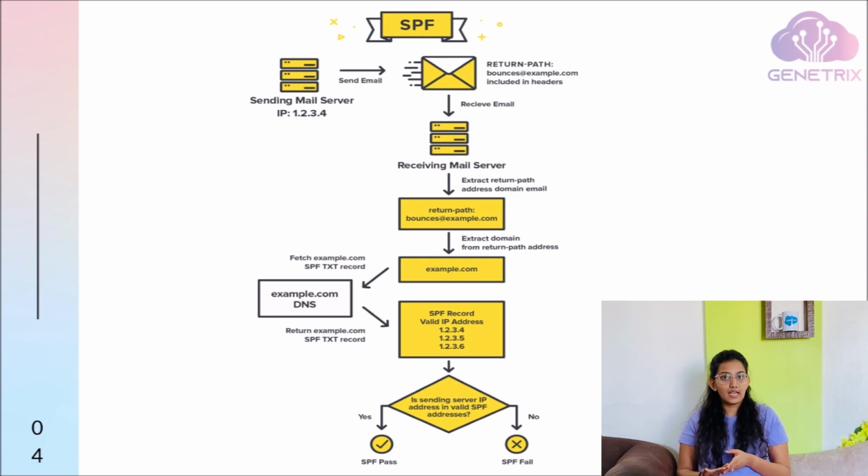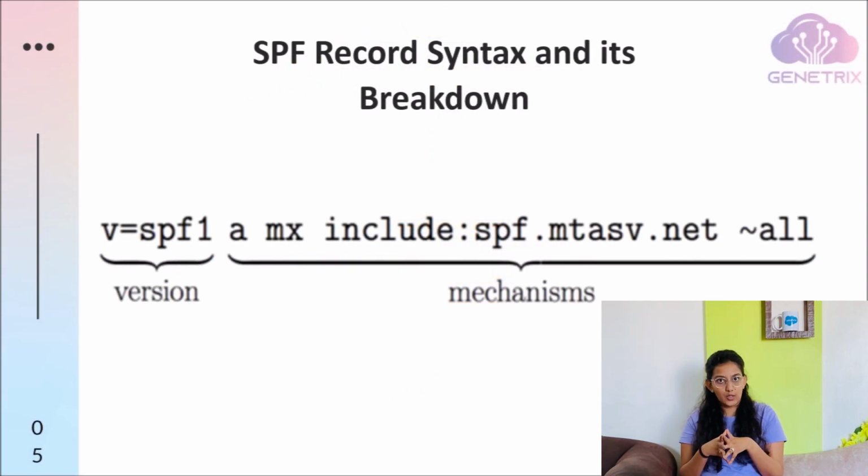So the sending IP 1.2.3.4 is listed as an approved sender, so the SPF passes. If the SPF addresses do not match, that would cause the SPF to fail. So this would likely make the receiving server suspicious and they might reject the mail. Now let's go through the SPF record syntax and its breakdown.